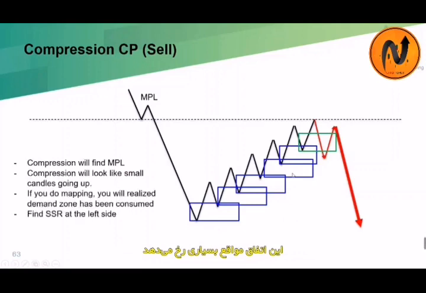So the key point here is that compression will find MPL. Compression will look like small candles slowly crawling up. If you do mapping, you will realize all the demand zones have been consumed. So find SSR at the left side. If there is any SSR, then this is a nice point for a big drop.